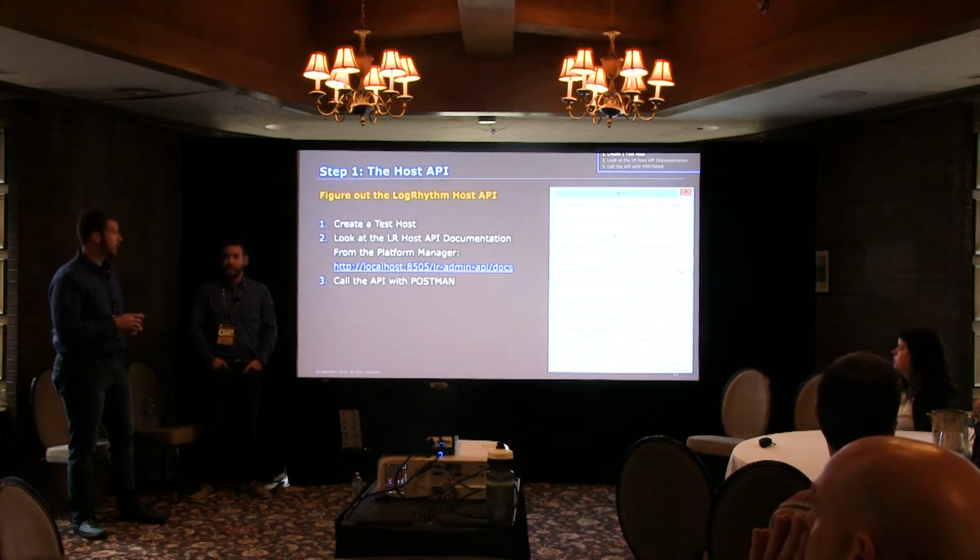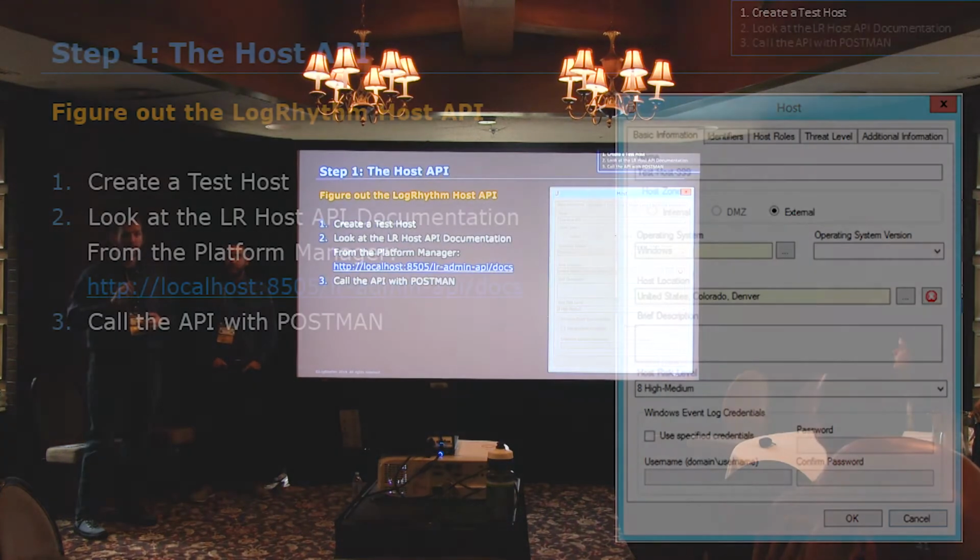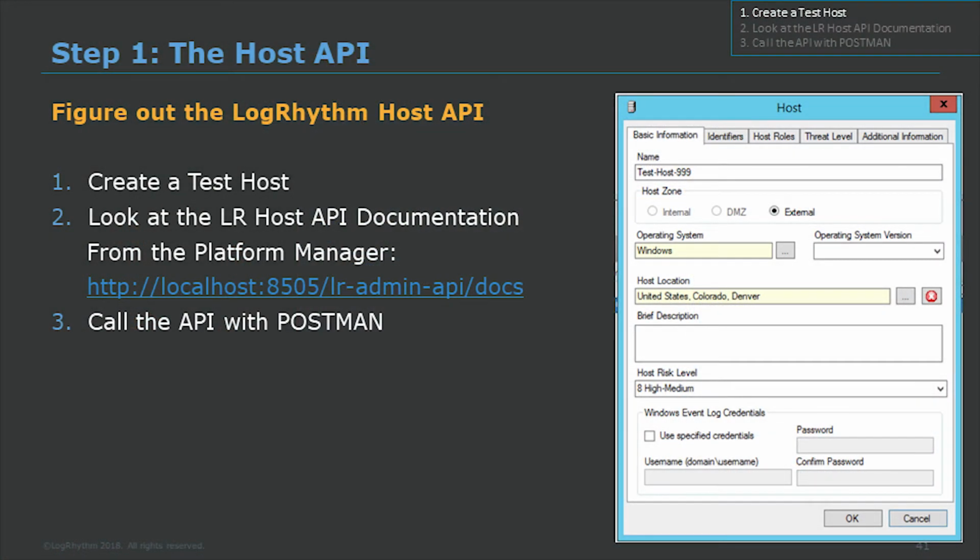So the host API is really where we need to start. And if I were doing this in my own deployment, I would probably do something like create a test host that I can assign a specific risk level to so that I know what data I need to be able to get back. The other thing that we do is we provide documentation around all of our APIs.